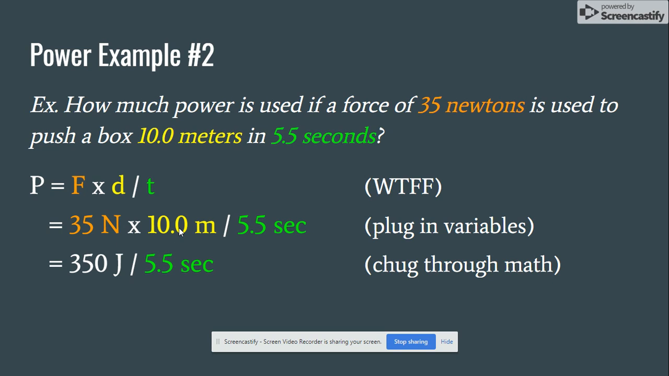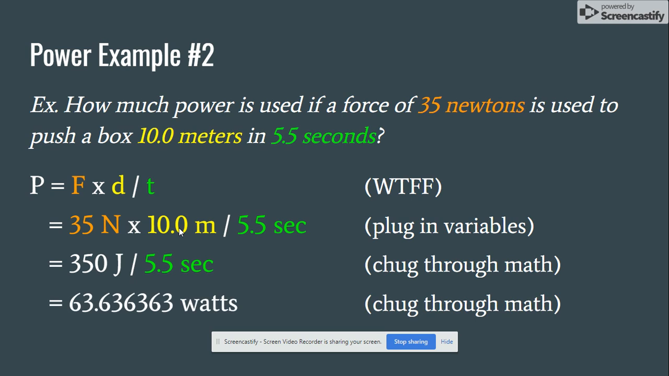35 times 10 is 350. But most of you will end up with something like this on your calculator: 63.63, blah, blah, blah. Lies from your calculator. How many sig figs are you allowed? You have two here. You have three here because those trailing zeros count, because that's a decimal. And you have two here because they're non-zero. You should end up with 64 watts of power.